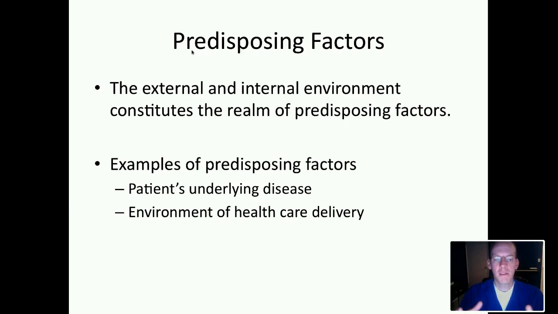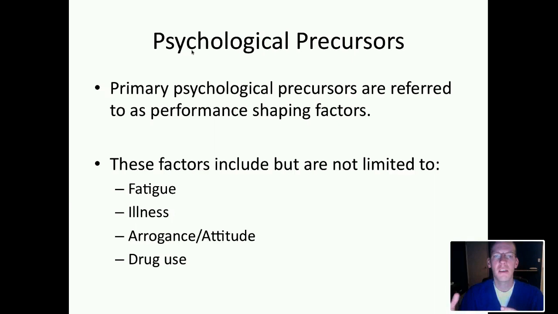Maybe it's the environment of the healthcare delivery system. You know, is it 3 a.m., when you may have limited resources because of short staffing, when you have that sick patient and the piece of equipment fails? So you have both internal and external predisposing factors, as well as latent errors, all playing into crisis evolution. Finally, you have the psychological precursors. So you've got the equipment, you've got the environment, and now you've got the individual that may contribute to a crisis.